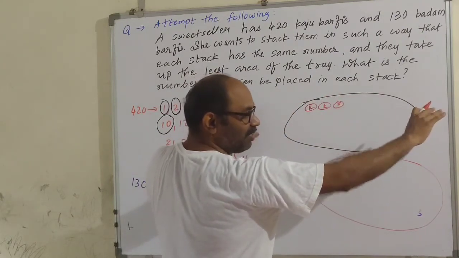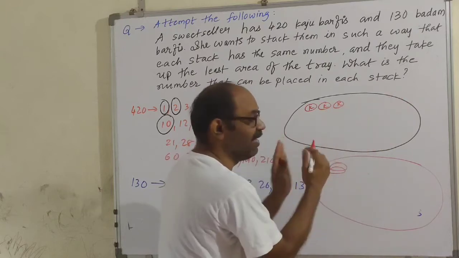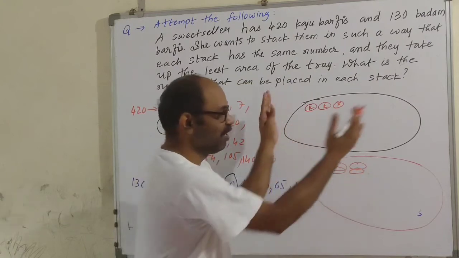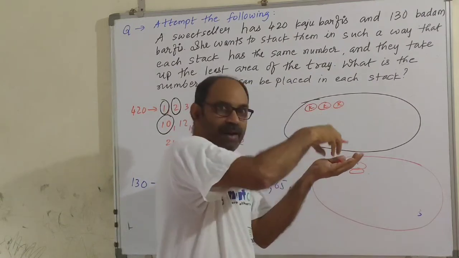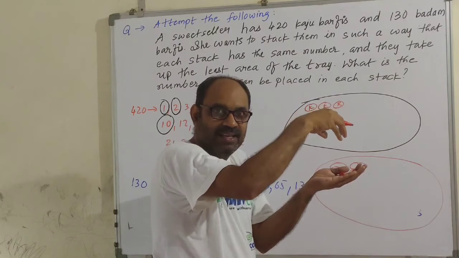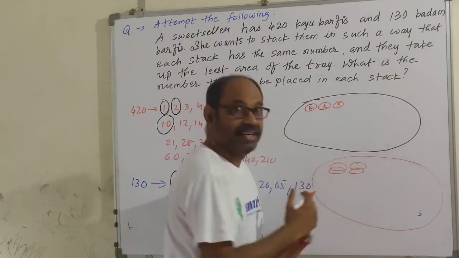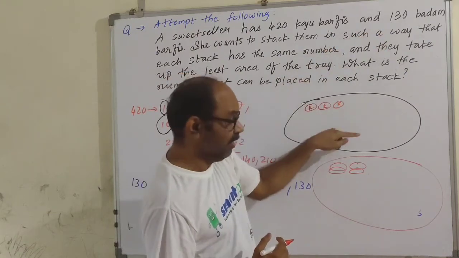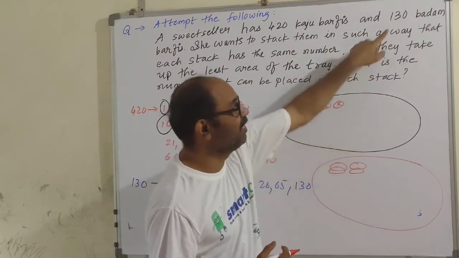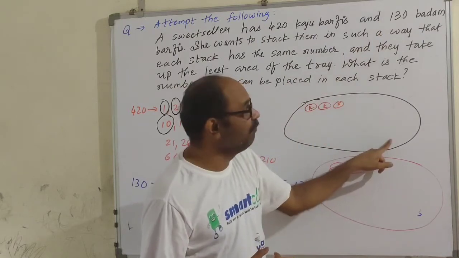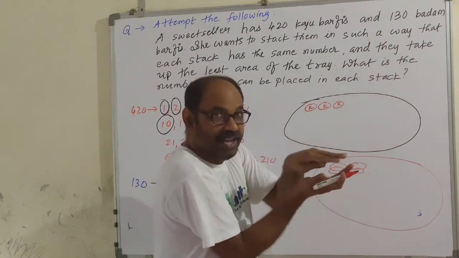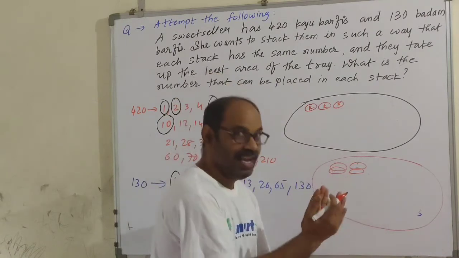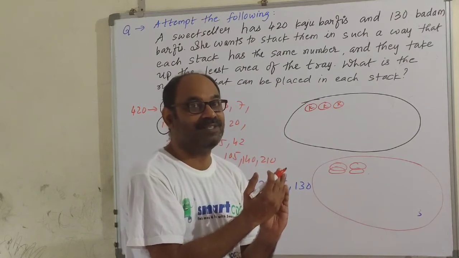420 burfis, the stacks are now divided into 210 stacks. The number of stacks will reduce because we are putting burfis one over the other. So now the area has reduced when you put 2 burfis in each stack. Same way in this tray, in the first case, 130 stacks of badam burfis were there, but when you place 2 burfis, it will be reduced to half, 65. So the area occupied in the second case is reduced.